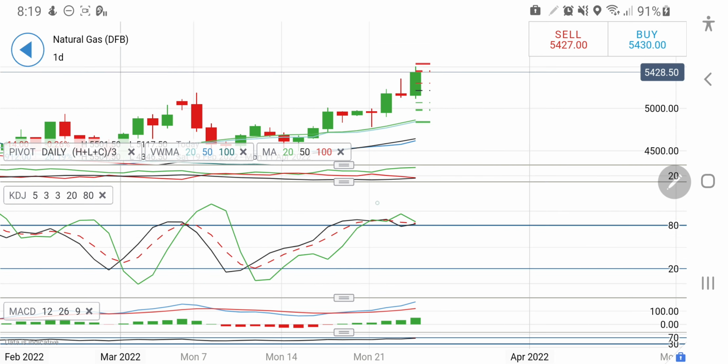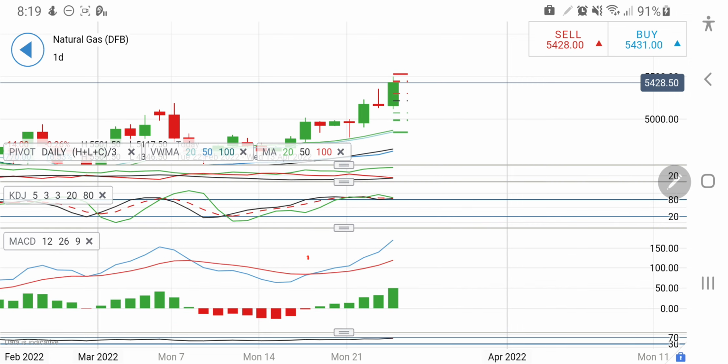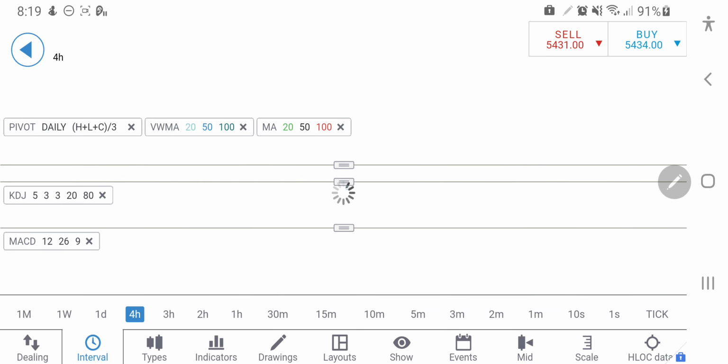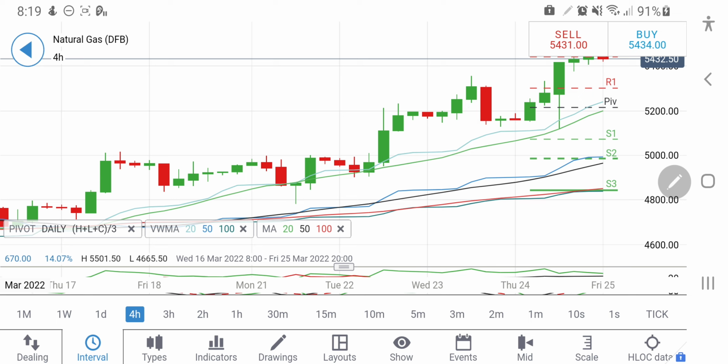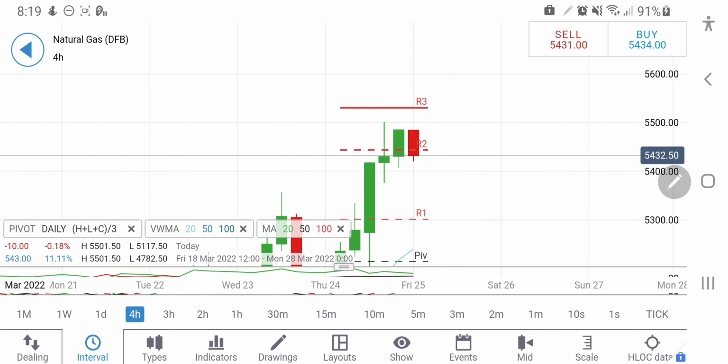It is overbought here on the charts. Stochastic and MACD have crossed over, and it is wide and divergent. It's indicating a strong bullishness out there. So this is on the daily charts. Let's have a look at the 4-hour charts and try to find if we can get some good entries here. Now look at the 4-hour charts.